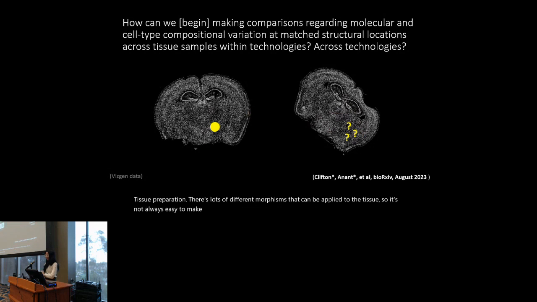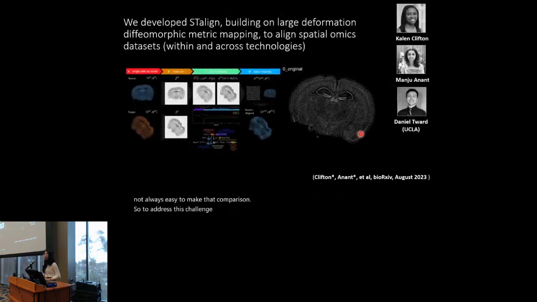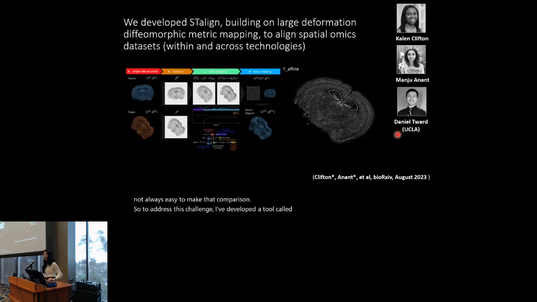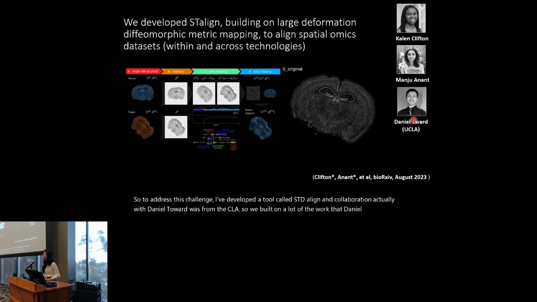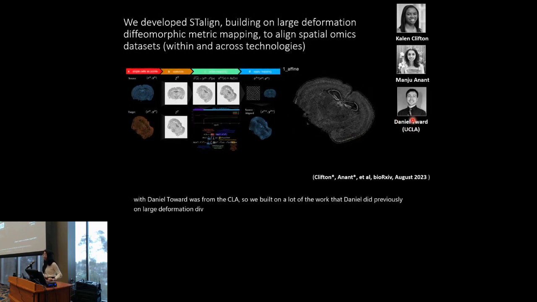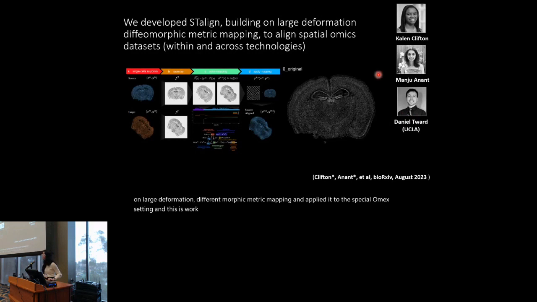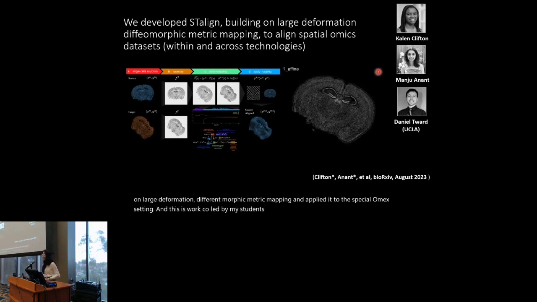So to address this challenge, my lab developed a tool called ST-Align in collaboration actually with Daniel Tward, who's from UCLA. So we built on a lot of the work that Daniel did previously on large deformation diffeomorphic metric mapping and applied it to the spatial omics setting. And this is work co-led by my students Kaylin Clifton and Manju Anat.